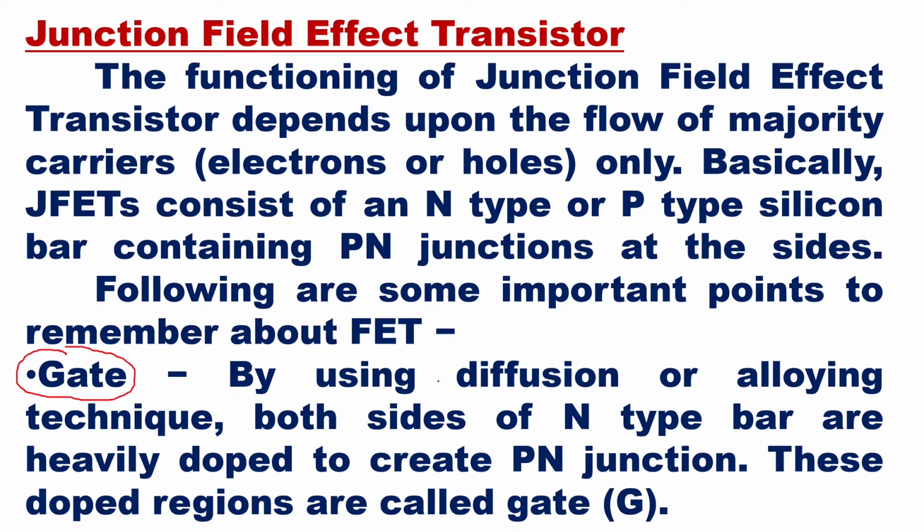By using a diffusion or alloying technique on both sides of the n-type bar. Here we will take an example of an n-type bar. We can also have a p-type bar, but here we'll take the example of the n-type bar. So the n-type bar is heavily doped to create p-n junctions. These doped regions are called the gate. So if you have an n-type bar, you will have two areas of p-type semiconductor. Both will be internally connected, and this will be taken as the gate terminal.